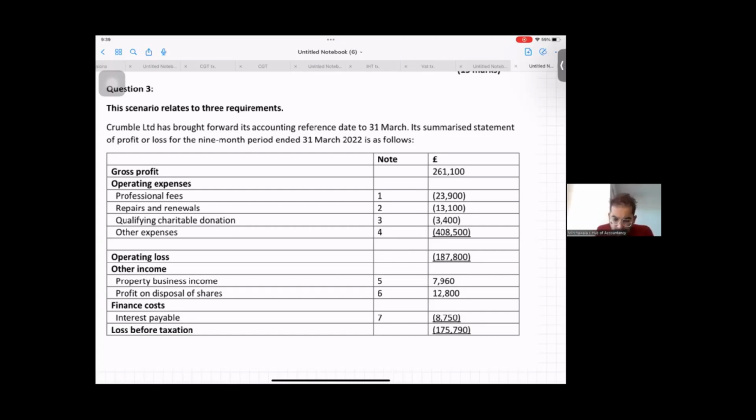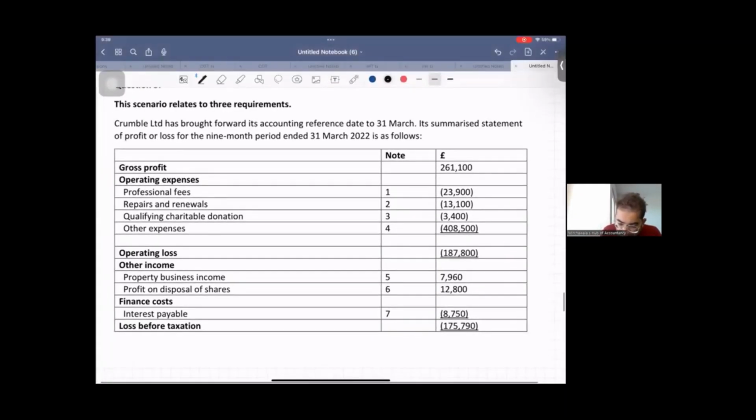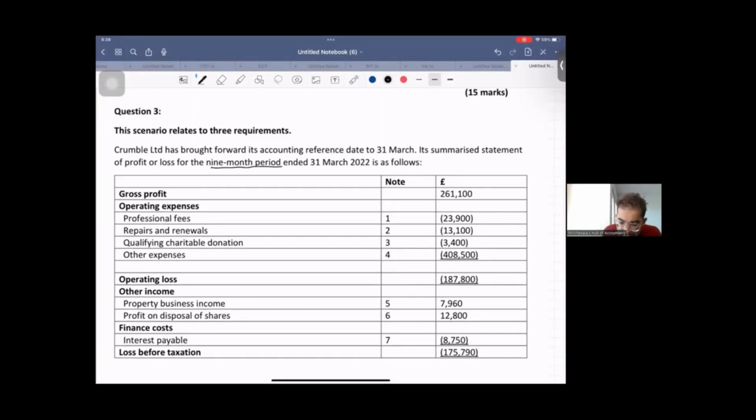Crumble Limited has brought forward its accounting reference date to 31st March. Its summarized statement of profit and loss is for the 9 months. Look here, for the 9 months. That means right now this period is a 9-month period and it is ending on 31st March. So it must be starting on 1st July. So this is your period. Listen to me: 1st July 21 to 31st March 22.